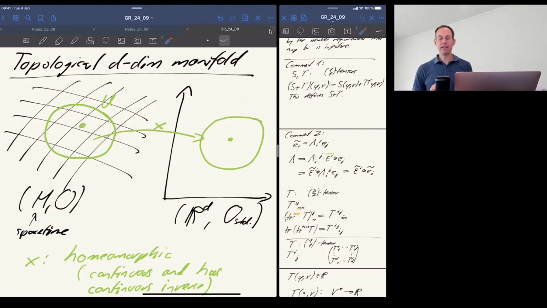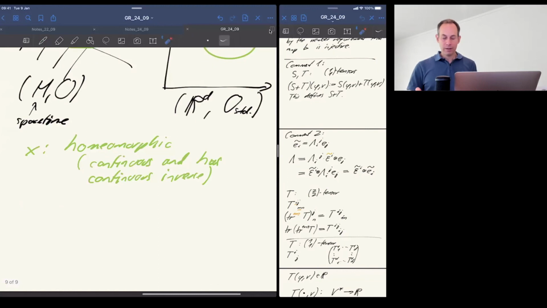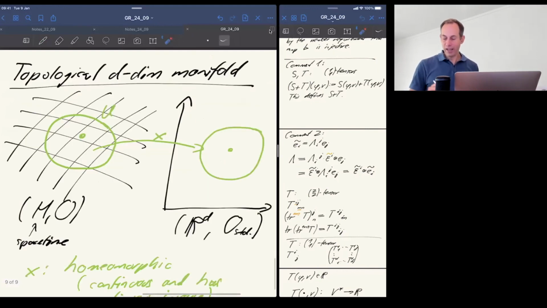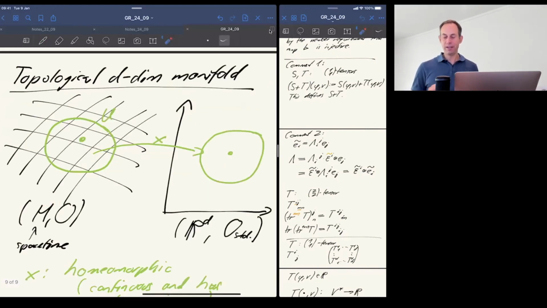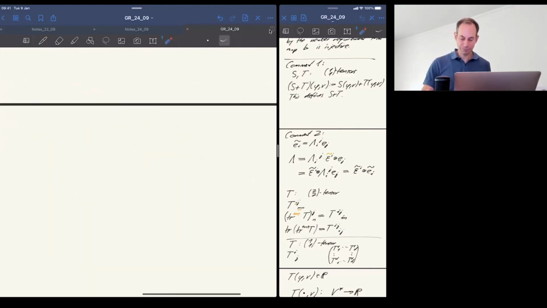So this really means that somehow, while deforming things maybe arbitrarily, but not tearing things apart, I can take this thing and make it look as if it was R^D. And R^D will, of course, later be R^4, so the four-dimensional space. So this is weaker than saying that the whole M is R^4. It's really saying just locally it has this shape, this structure.